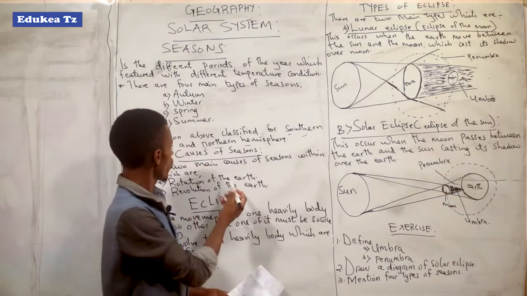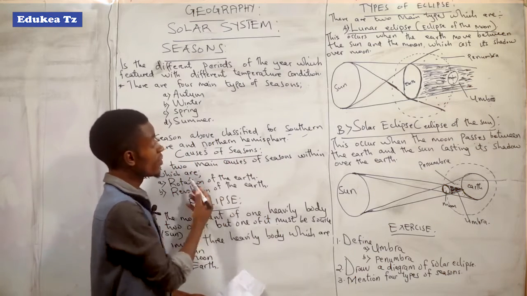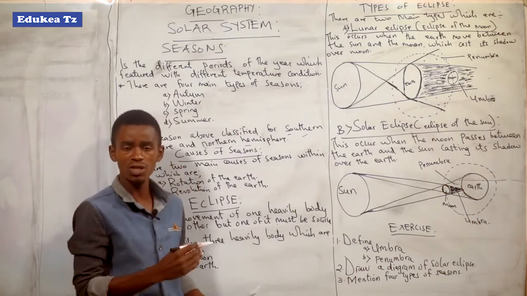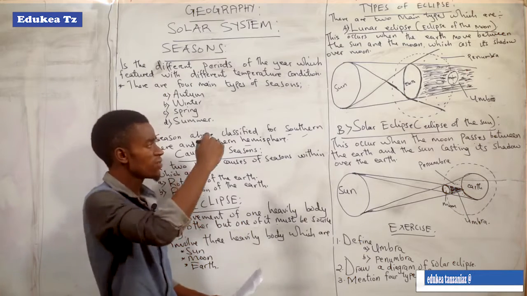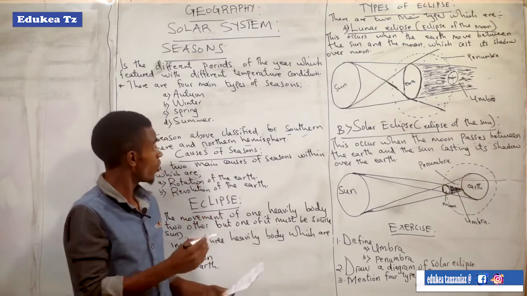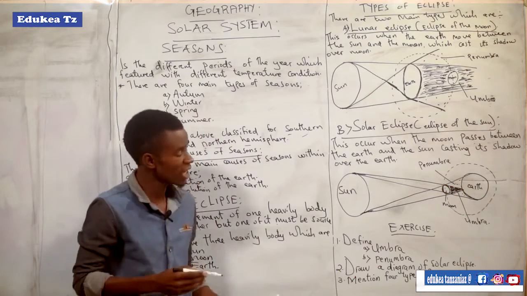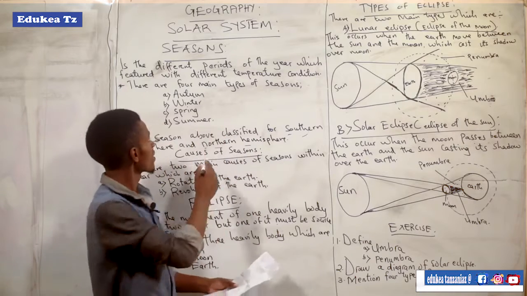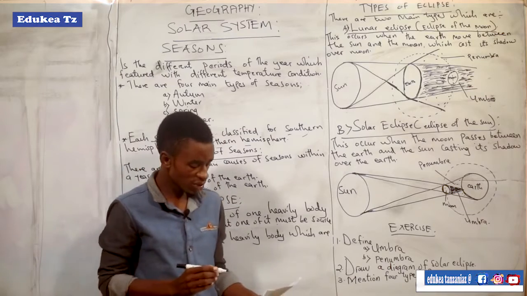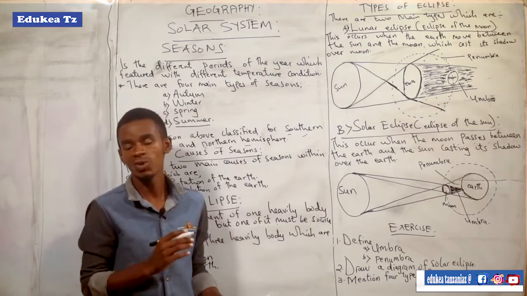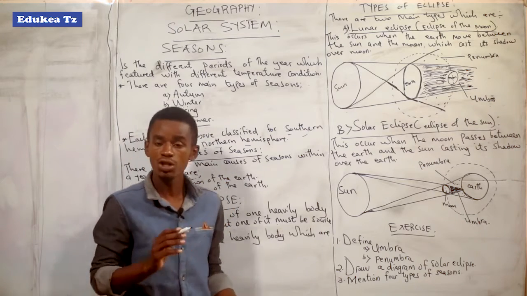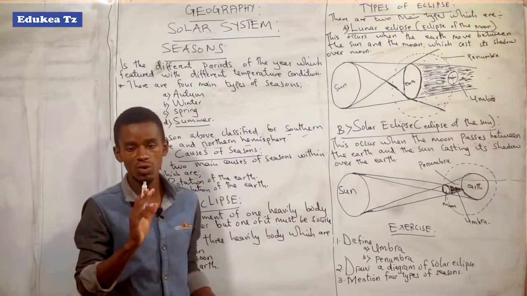Starting with the northern hemisphere, it means the north part of the earth, and how it is classified for those types of season. Northern hemisphere summer is in May, June, and July. So summer in the northern hemisphere is found in May, June, and July. You have to consider that.